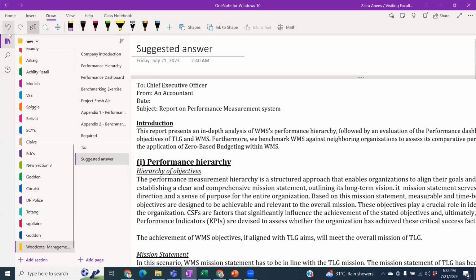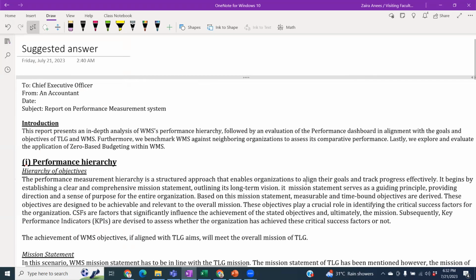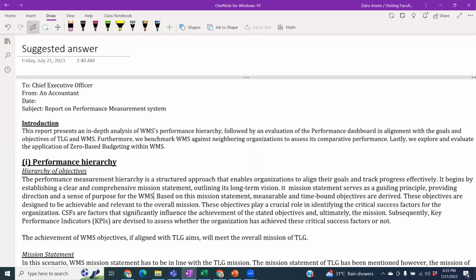The performance measurement hierarchy is a structured approach that enables organizations to align their goals and track progress effectively. It begins by establishing a clear and comprehensive mission statement, outlining its long-term vision. The mission statement serves as a guiding principle, providing direction and a sense of purpose for the entire organization. Based on this mission, and you can change the word organization to WMS, measurable time-bound objectives are derived, and then each objective is connected with CSF and KPI. So just a brief introduction of what this is.